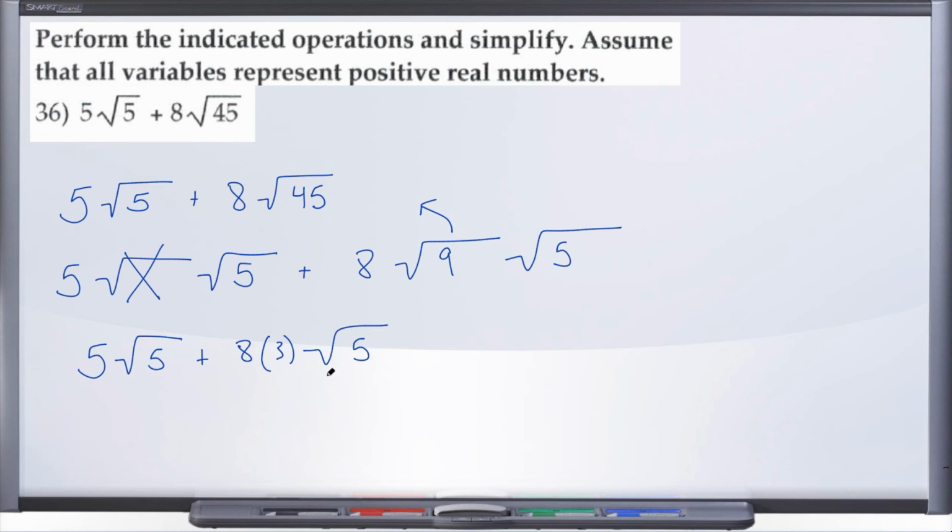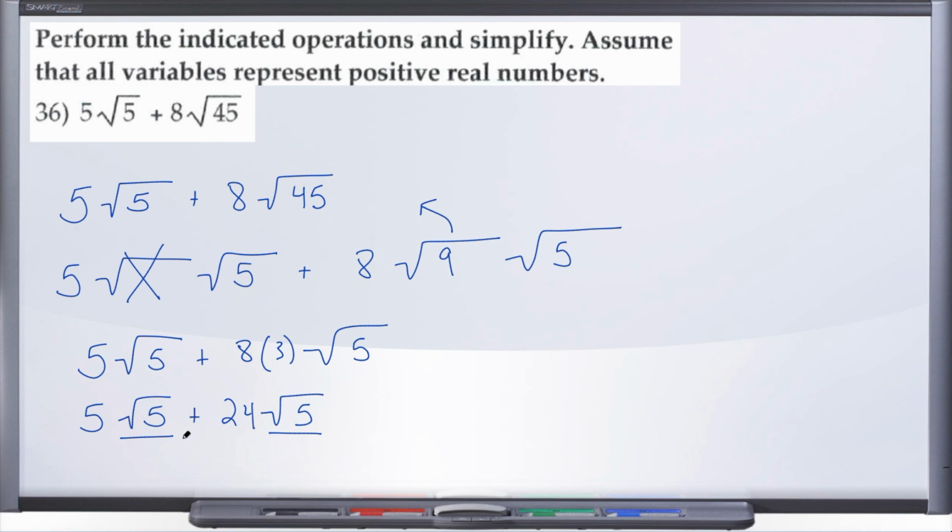All right, so the next step, let's go ahead and clean this up, simplify it a little bit. We have 5 radical 5 plus, well, what is 8 times 3? Well, 8 times 3 is 24, isn't it? So 24 radical 5. And now that we have the exact same radicals, both of our terms have radical 5, we can go ahead and combine these. These are now like terms.